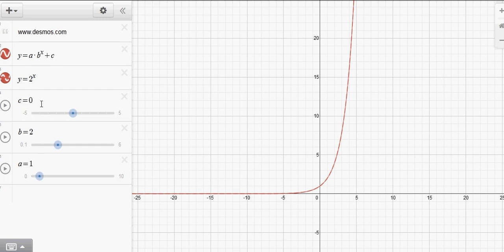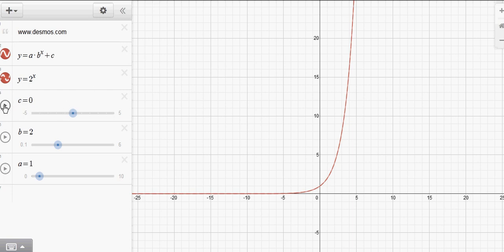But as a reference, right now I've got c set to 0, so that means plus 0, b is set to 2, so 2 to the x, and a is set to 1, so I don't have to write that, it's just 2 to the power of x. So this dashed equation is our reference, that's what we're comparing against. So that's where we're starting. And let's look at each of these in turn and see how they affect the graph.